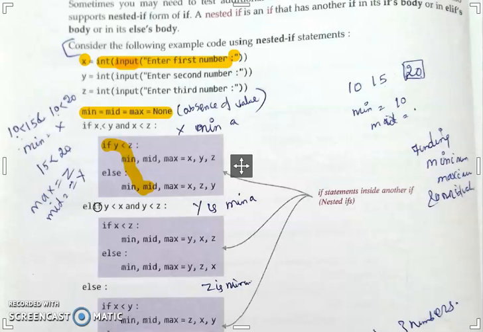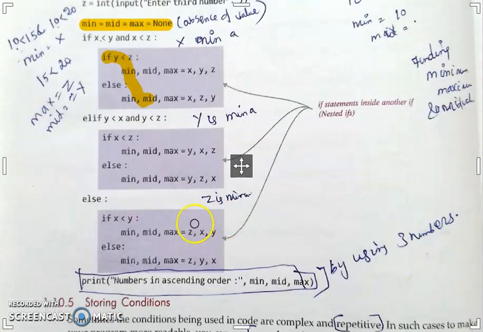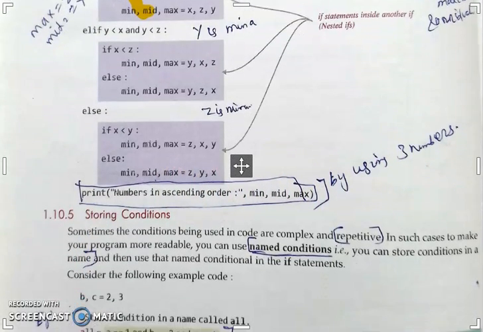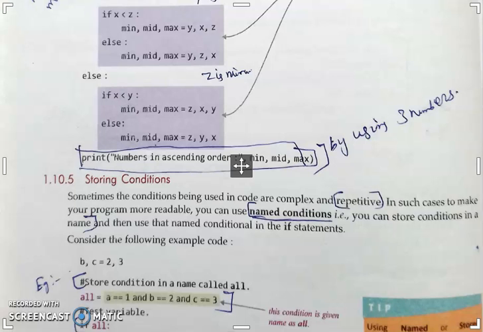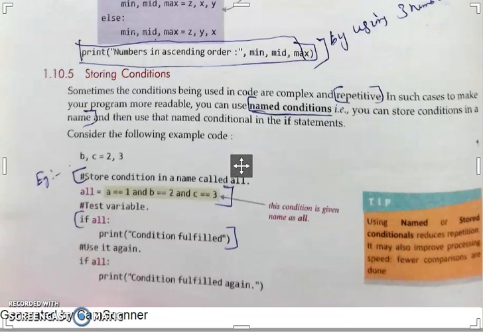Z contains the minimum value, so I have to compare the remaining two variables. What are the remaining two variables? X and y. So I will compare x and y, and if y is the greater value, then y is assigned to the max. Otherwise, x contains the largest value, so x is assigned to the max. Understand? Finally I will find out and print the minimum, mid and maximum value.